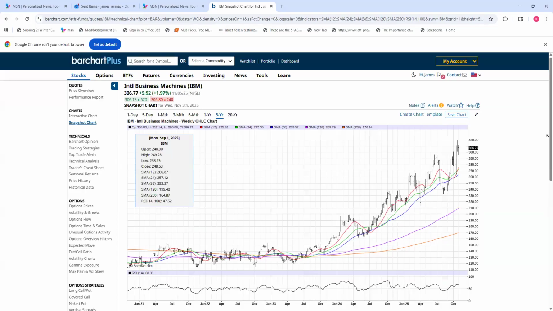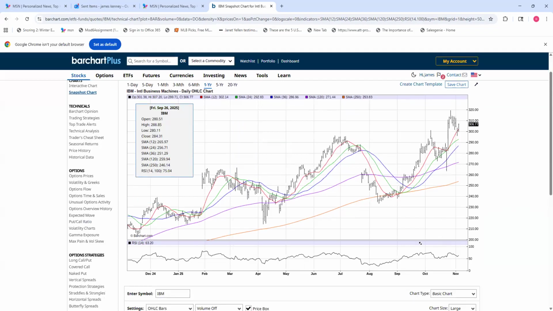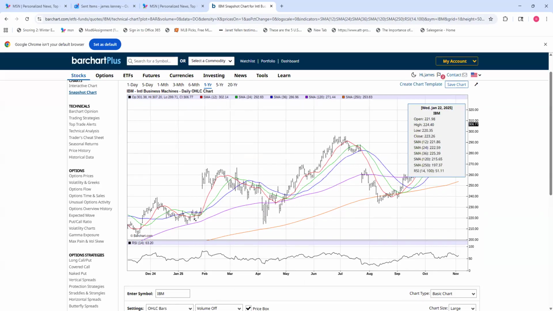Okay, this is a chart on IBM, and I'll show you basically a couple of times. Now we're going to do the 1 year graph, and there's a whole year of data here, right? I'm going to show you the 5 times this year I had an interest in IBM. The first time was in January. Why was I interested in IBM then?